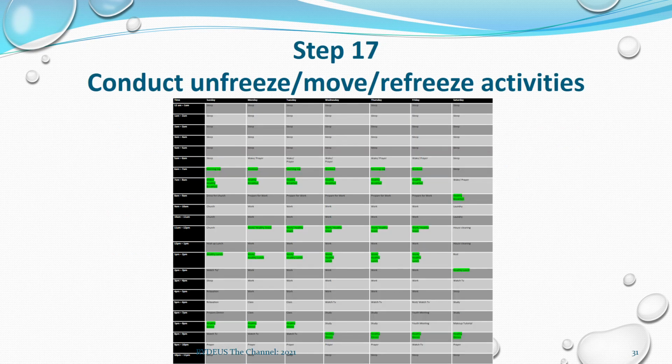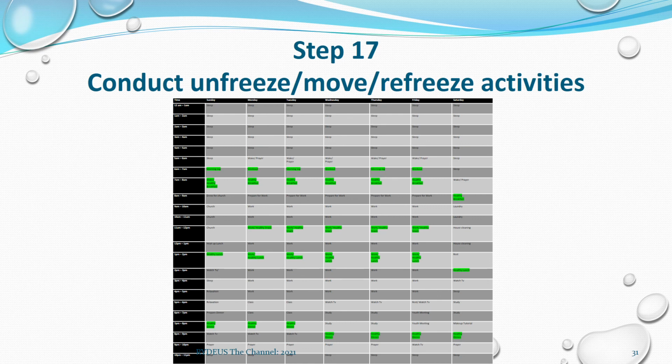Now, step 17 says conduct unfreeze, move, refreeze activities. Unfreeze, move, refreeze are terminologies used in organizational behavior. Unfreeze: what are those things the organization must stop doing in order to get better results. Move: what are those things the organization must begin to do, must move towards in order to get better results. And refreeze: once we're getting better results, how could we make that our new way of being as an organization?